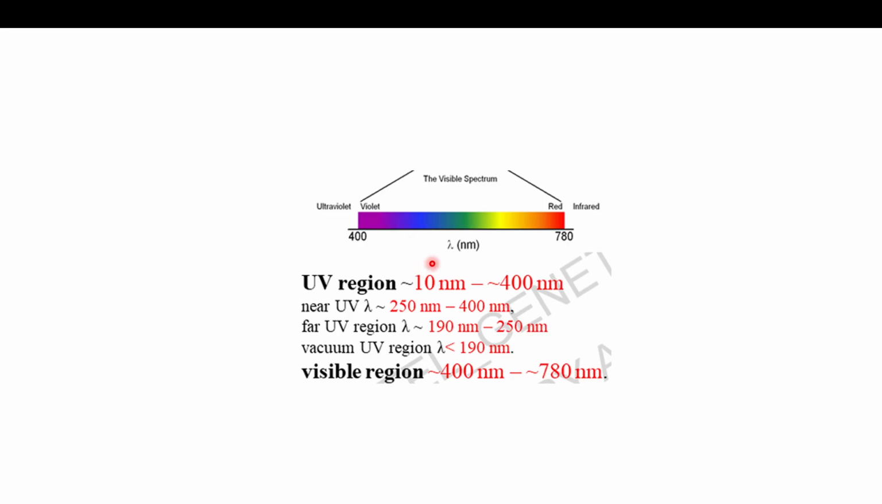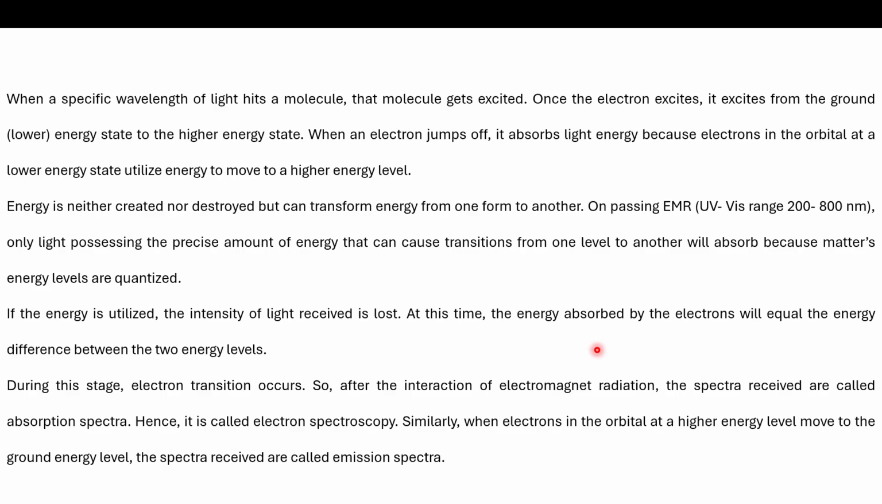Now, even in the UV region, there's the infrared region, and then there's the visible spectrum. The UV region is nearly 10 nanometers to nearly 400 nanometers long. Then there's near UV, where the wavelength ranges between 250 to 400 nanometers. Then there's far UV, which is 190 nanometers to 250 nanometers. Then the visible region we looked at. Then there's the vacuum UV region, where the wavelength is less than 190 nanometers.